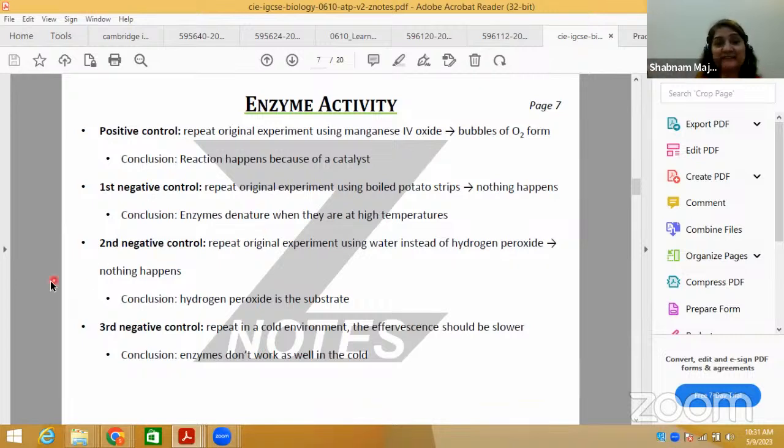You must be knowing that. Second negative control: repeat the original experiment using water instead of hydrogen peroxide. Nothing happens because water is a control. Conclusion: hydrogen peroxide is a substrate.